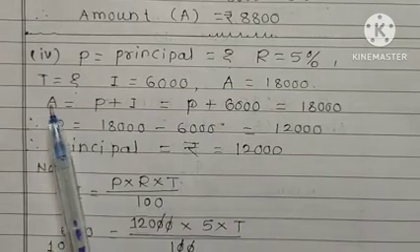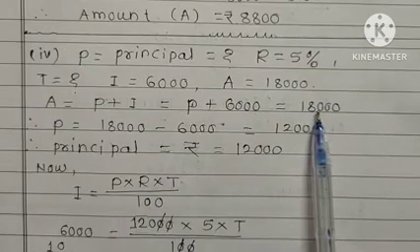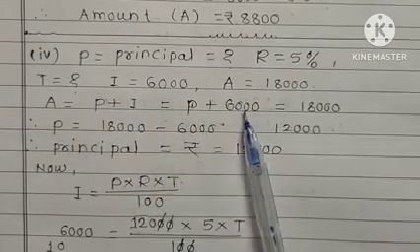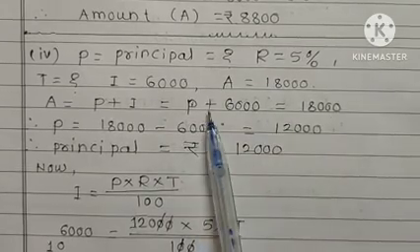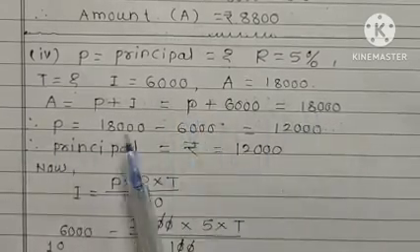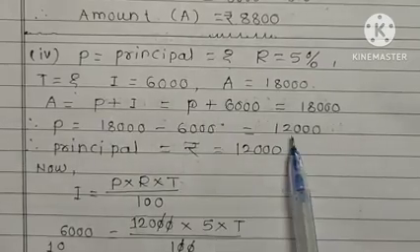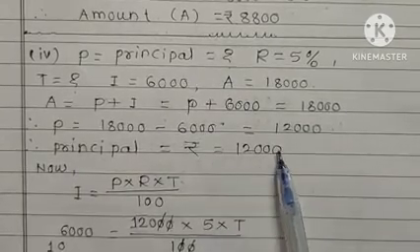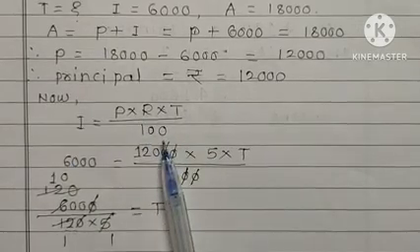So first of all, using A equals P plus I, this is the formula. A is equal to 18,000. So P we don't know, plus I 6,000. Taking this 6,000 to the right side, it will become negative. So you will get P is equal to 18,000 minus 6,000. This subtraction is 12,000. So that means principal is equal to what? Rupees 12,000.